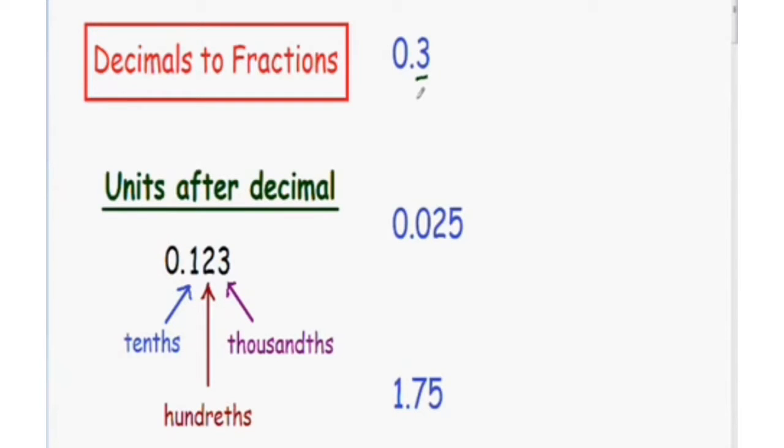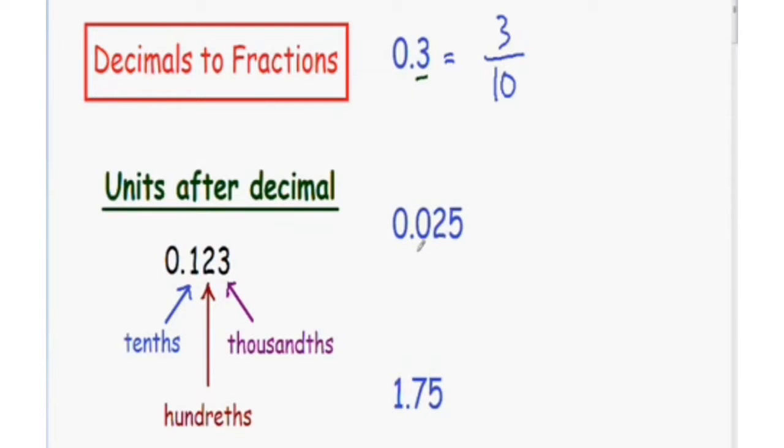For example, in our first example, we have 0.3 and it's in the tenths place. If you check, that is the tenths place. So it means the denominator is going to be 10, and the numerator is 3, so 3 over 10. Because 3 is the decimal fraction, we put 3 as our numerator. However, 3 over 10 is in the simplest form. It cannot be reduced any further, so it becomes our final answer.